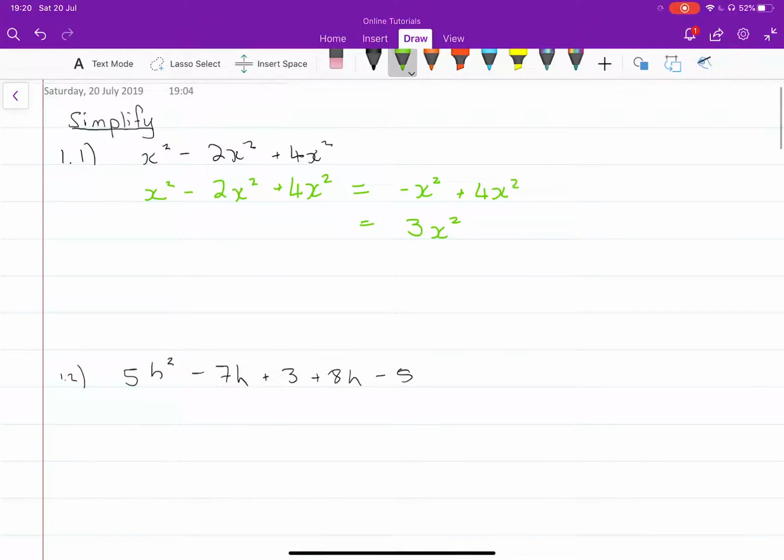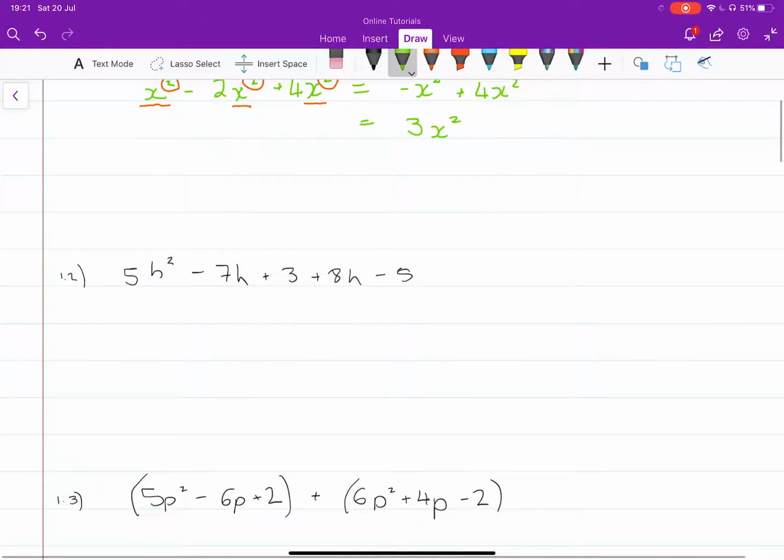But basically that's all there is to these questions. You find things with similar variables. The variables, the x's, were all the same in the first question, and the exponents were also all the same. That's important. We can only add and subtract variables with the same exponents. When it comes to multiplication and division, then we can have different exponents.